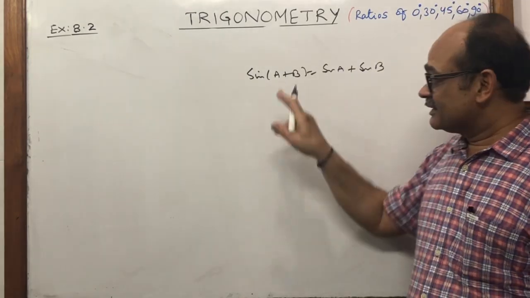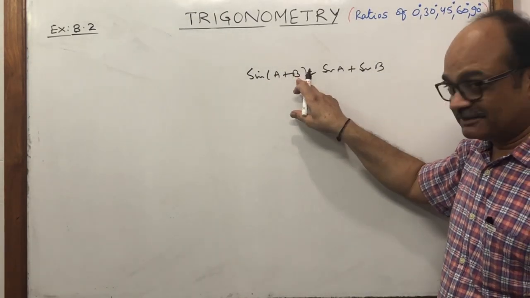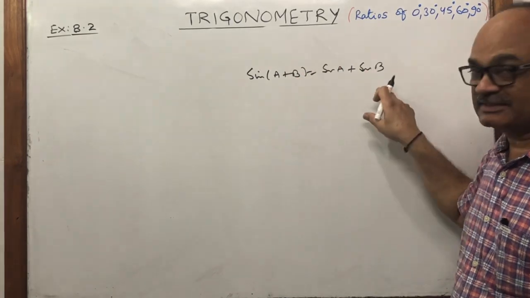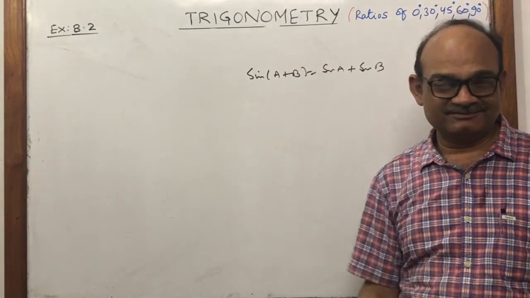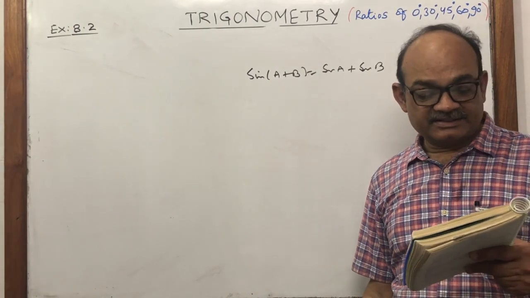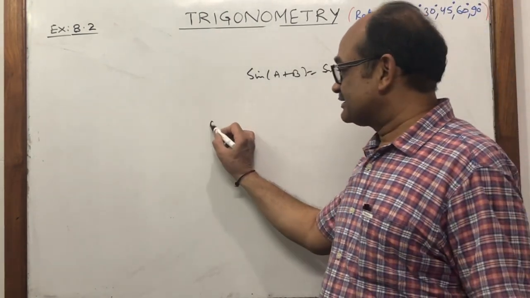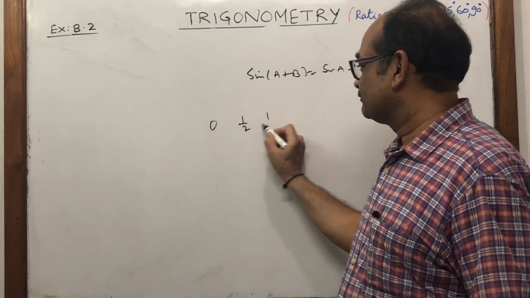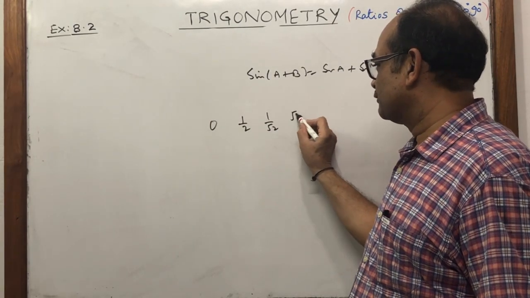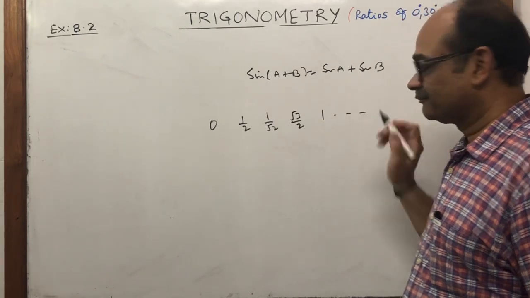Never. Sin 30 plus 60 is not equal to sin 30 plus sin 60. With an example you will get the answer. Second, the value of sin theta increases as theta increases. See, sin theta is 0, then half, then 1 by root 2, then root 3 by 2, then 1.